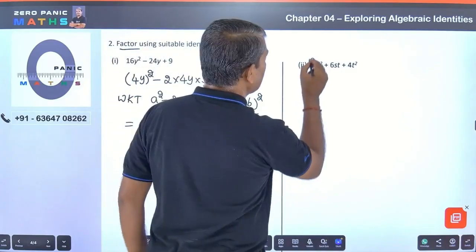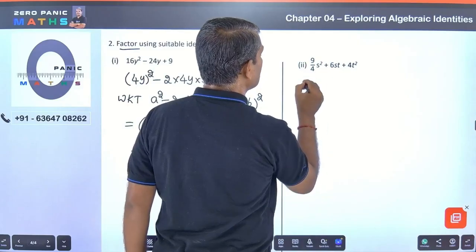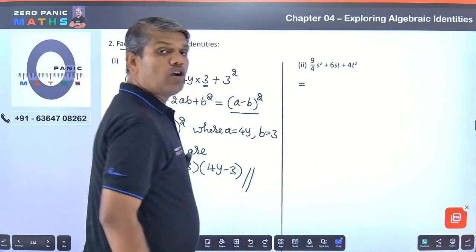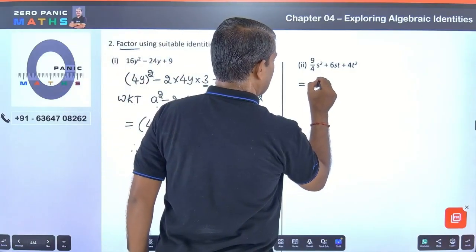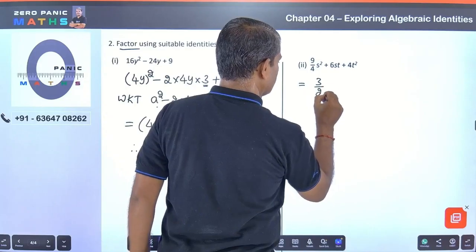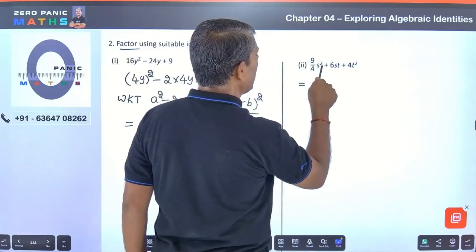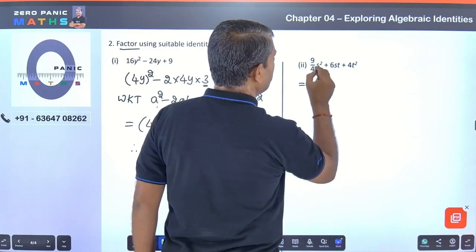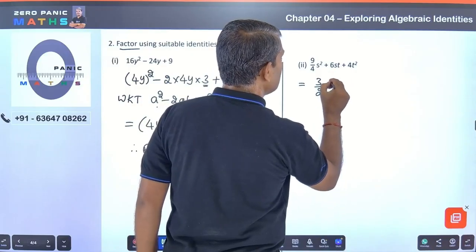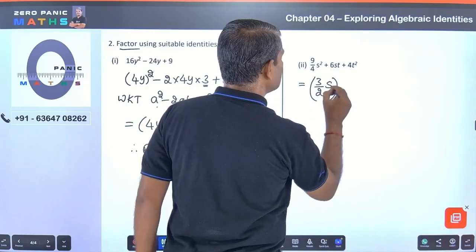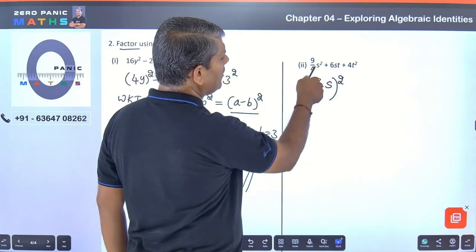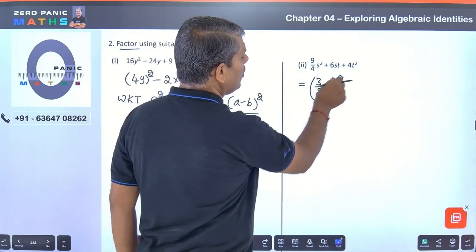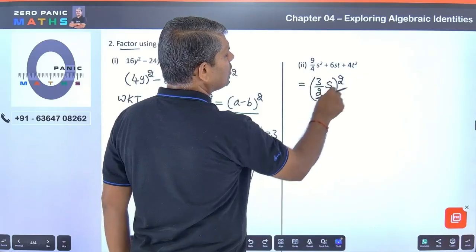So let me write 9 by 4, and since you know that 9 and 4 both are the perfect squares of 3 and 2, I can write it as 3 by 2, and instead of x and y or a and b, the variables here are s and t. So let me write that as (3 by 2 s) whole square, which gives me 9 by 4 s square when you apply the square to the whole term.